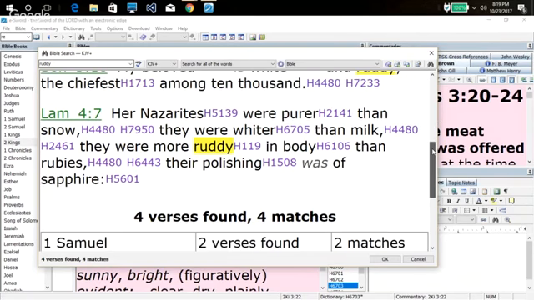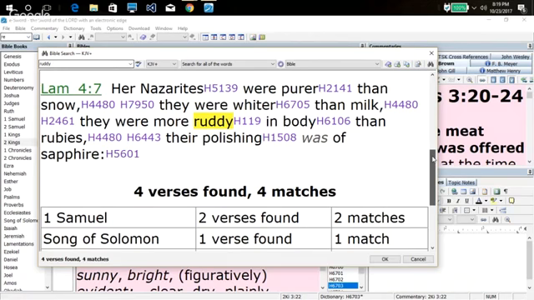Let's read that real quick. Her Nazarites were purer than snow. Right? They were whiter than milk. They were more ruddy in the body than rubies. Their polishing was of sapphire. You see what I'm saying? So it's going into it. Let's look at this word one more time.